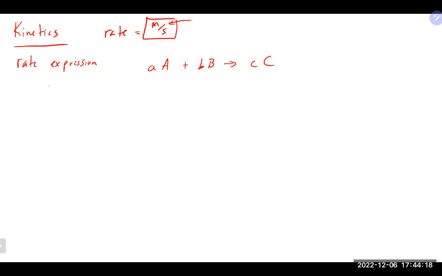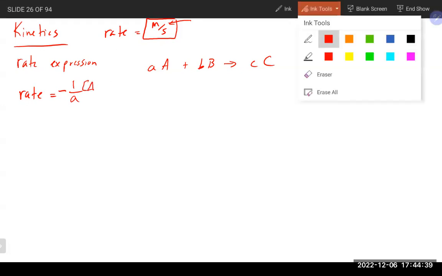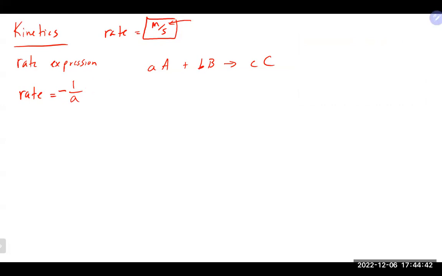Now, when we do this, we could say that the rate equals, remember here, we do want to take minus because A is a reactant. And we also want to do 1 over the coefficient, as that will take care of our mole-to-mole relationship, the stoichiometry that's involved. So the rate equals minus 1 over a, the change in the concentration of A over the change in time. That also equals minus 1 over b, the change in the concentration of B over the change in time.